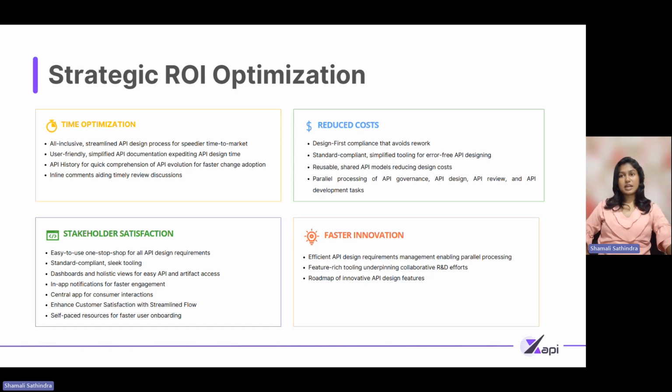Most of the benefits I have explained so far. As a summary, here is time optimization in the API designing process. Having the designing process on one platform helps to reduce time in each stage, which results in a speedier time to market. Also, there are lots of features that optimize the time consumption of the governance, design, and review processes. Most of those features I have explained through my previous slides.